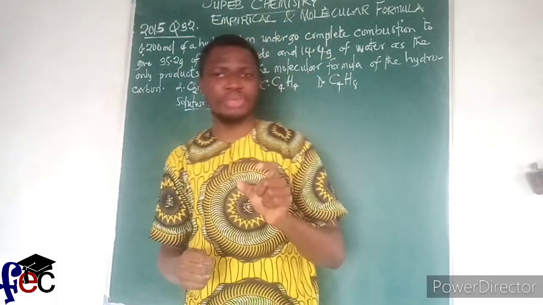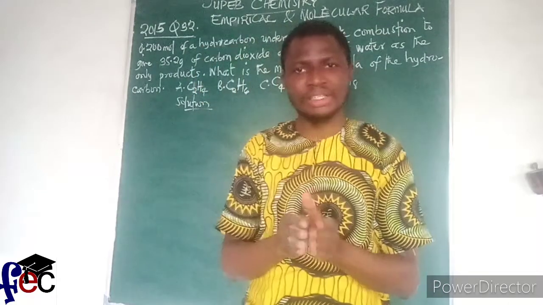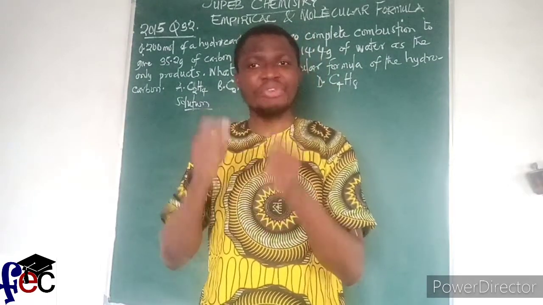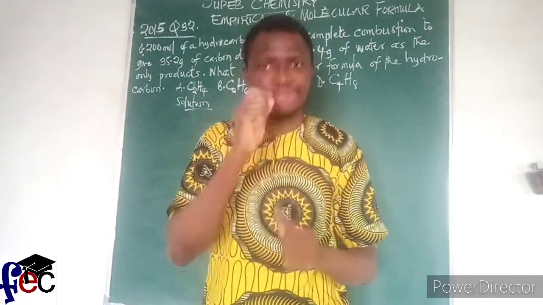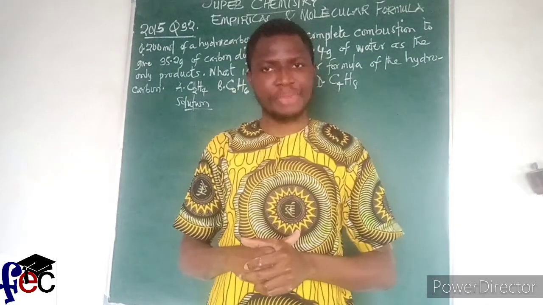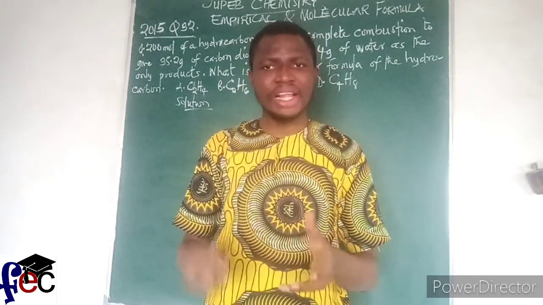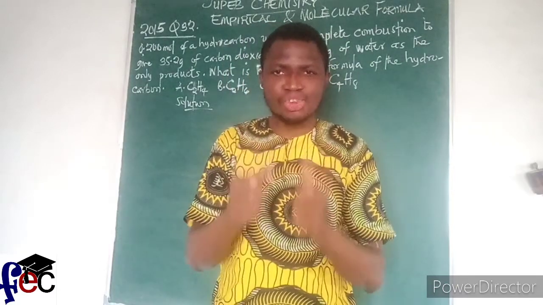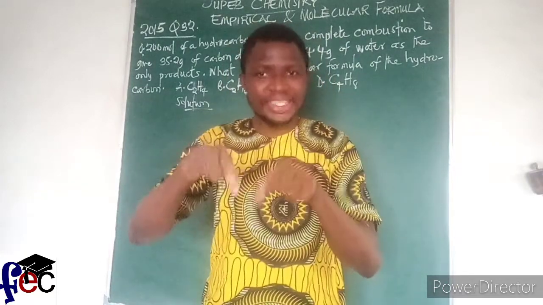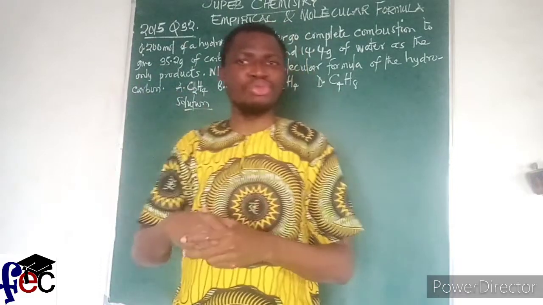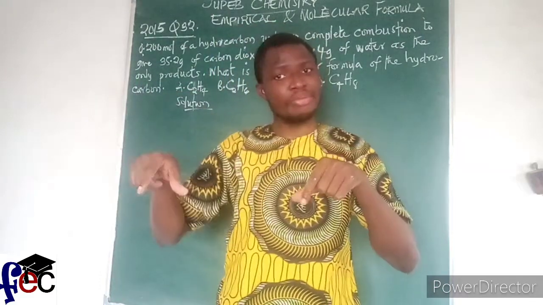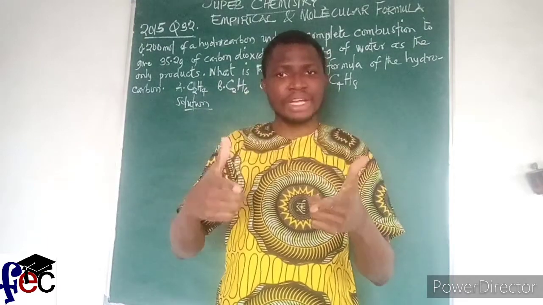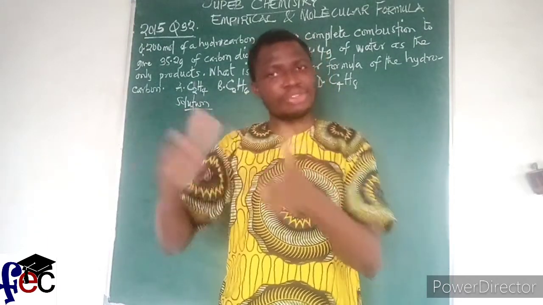Now, empirical formula is the simplest formula that shows the ratios of the number of elements present in one molecule of that compound, while molecular formula is the formula that shows the actual number of atoms present in one molecule of the element or the compound. Which means that we can have the molecular formula of an element or that of a compound.